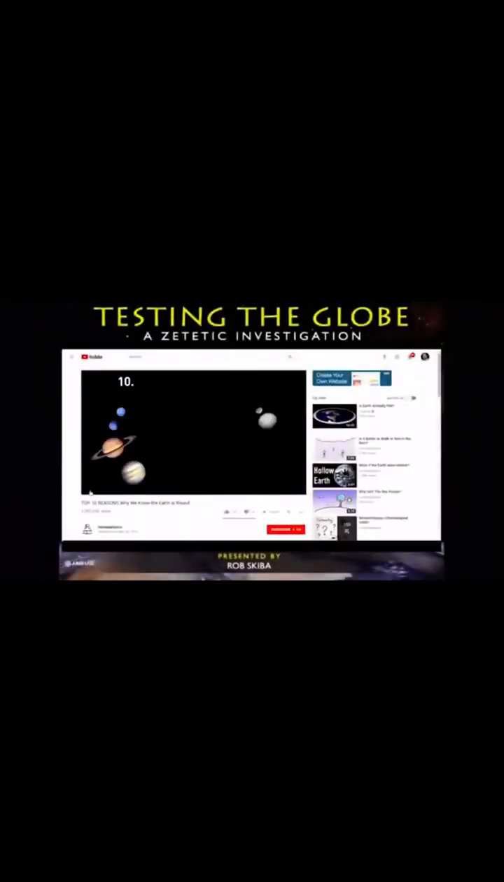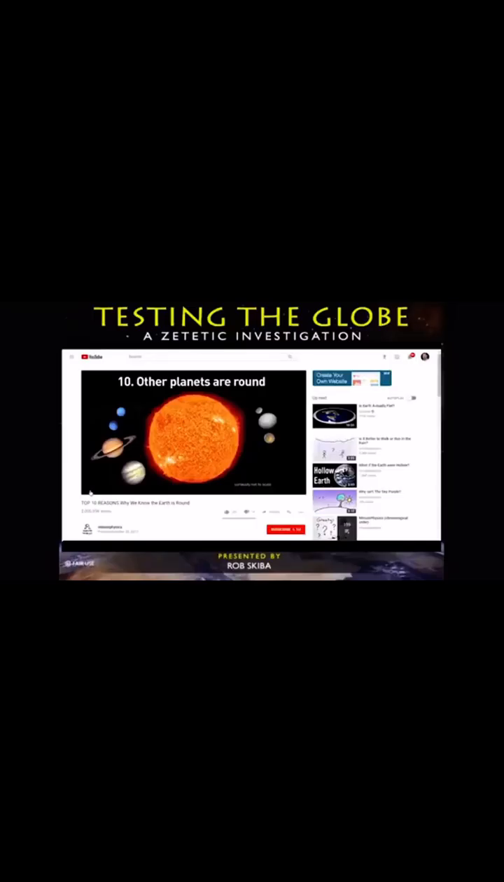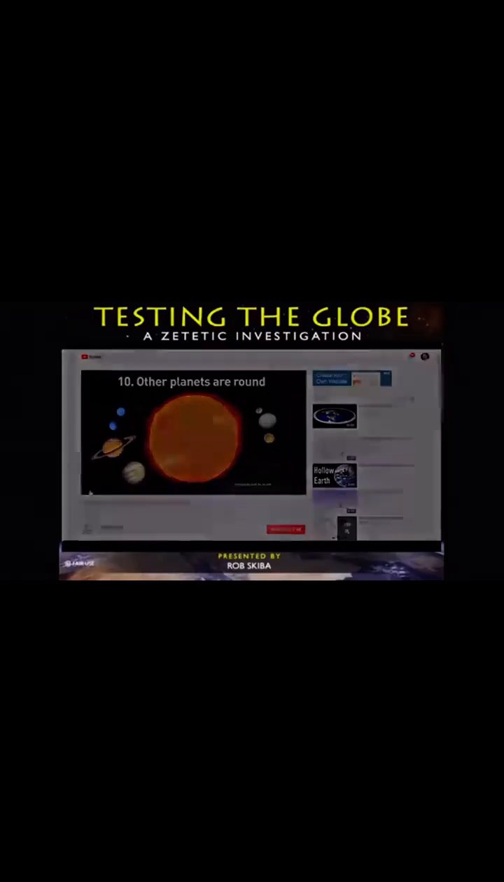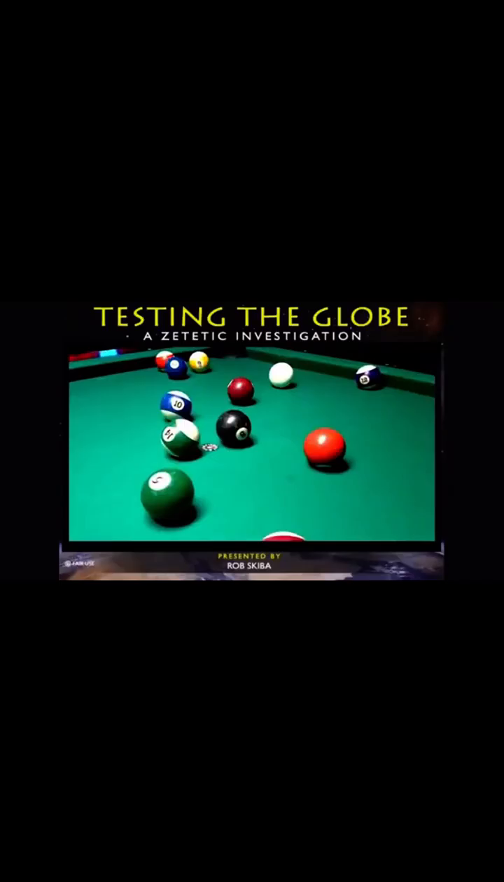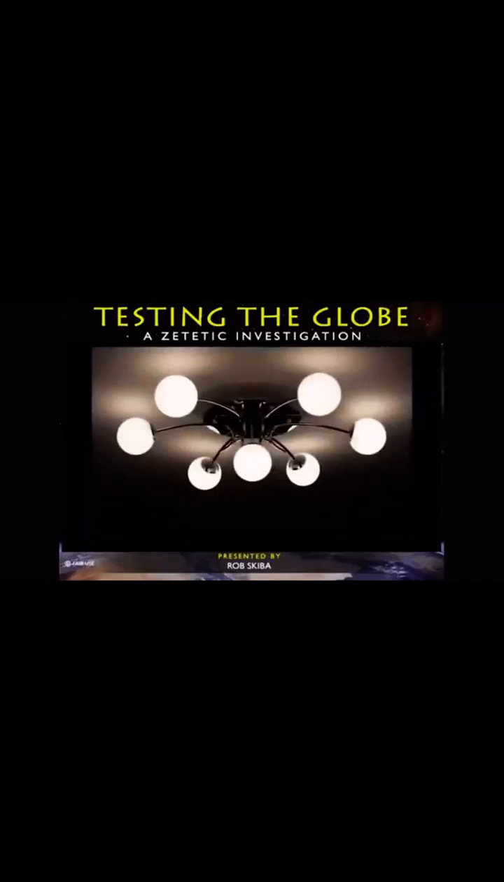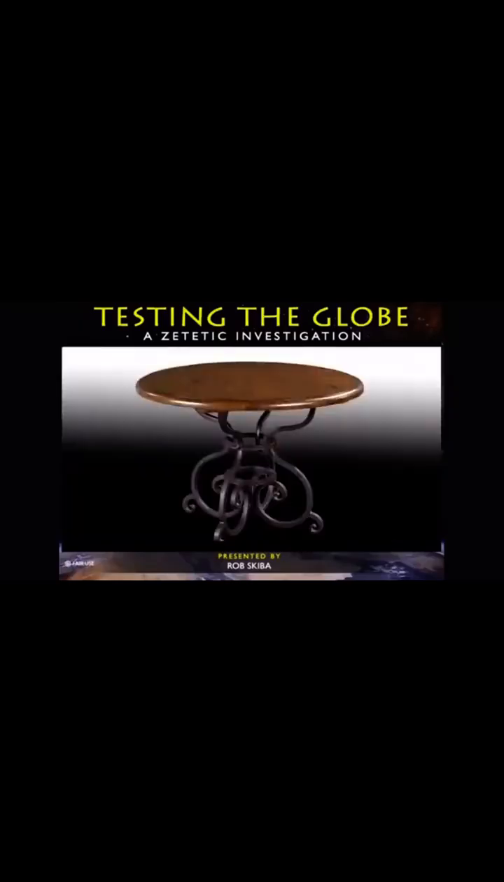So here we go, debunking the top 10 reasons. Number 10. All the other planets and stars we've ever seen are round, and there's no reason to indicate that the Earth should be any different. Okay, that's an interesting assumption, but it's not a proof. It's like looking at a pool table and saying, wow, all the billiard balls are spherical. Well, that means the table must be too. Or looking up and seeing the lights overhead. Oh, the light bulbs are spherical, therefore the table must be too. No, that's not a proof of anything.